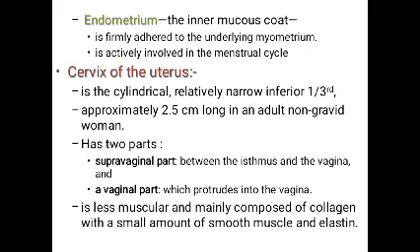The cervix of the uterus is the cylindrical, relatively narrow inferior one-third, approximately 2.5 cm long in an adult non-gravid woman. It has two parts: first, the supravaginal part between the isthmus and the vagina, and second, the vaginal part, which protrudes into the vagina. It is less muscular and mainly composed of collagen with a small amount of smooth muscle and elastin.